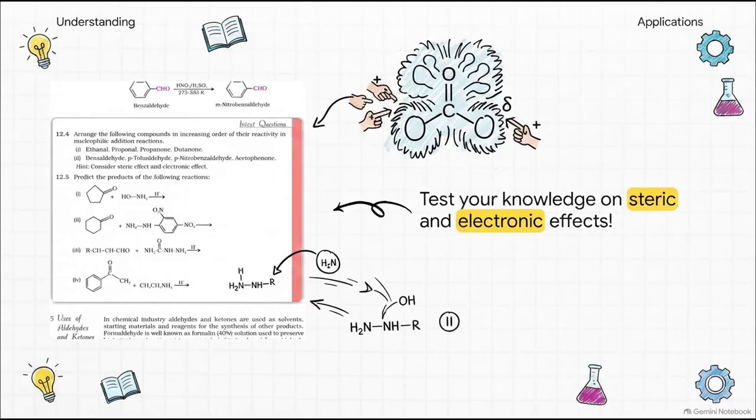Before we wrap up the reactions, I want you to take a look at these in-text questions right from your syllabus. When you're reviewing this explainer later, pause right here. Test your knowledge. For question 12.4, remember that reactivity in nucleophilic addition depends on steric hindrance, basically how physically crowded that carbonyl carbon is, and the electronic effect, meaning how much positive charge is actually sitting on that carbon. Ketones are more crowded and have two carbon groups pushing electrons toward the center, making them way less reactive than aldehydes. Give these a try on your own.